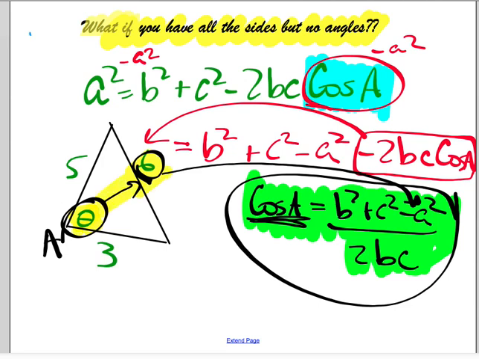So in the formula, you've got three numbers here, and some people say, well, does it really matter which one that is? And the answer is yes, it does matter. When you're doing this, you have to make sure that you're subtracting the proper number. And in this case, the number is going to be 6 because it's opposite the angle you're trying to find. Okay?